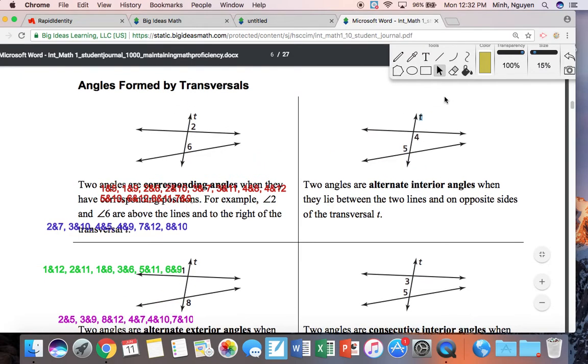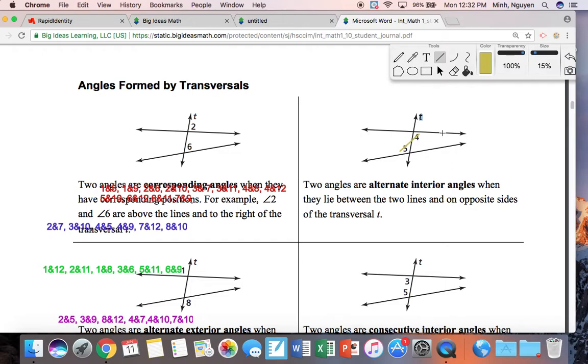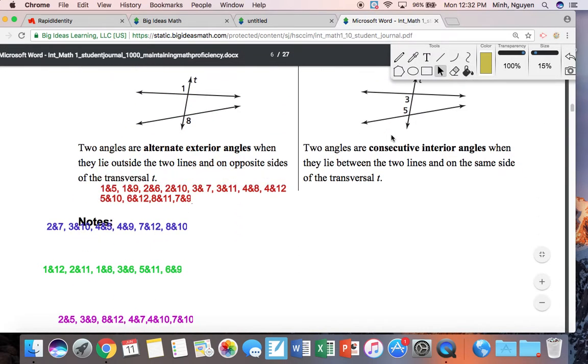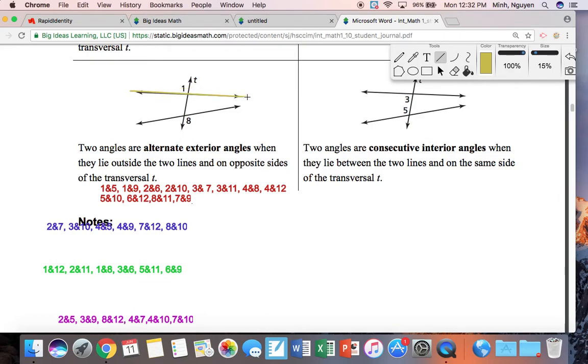Alternate interior angles are basically just across from each other, but inside a set of lines. Alternate, you could also just think of as opposite sides. So they have to cross each other, or you have to cross some line to get alternate interior angles. Alternate exterior angles: exterior means outside, so they are outside of this pair of lines, but alternate as in opposite, they're crossing this line.